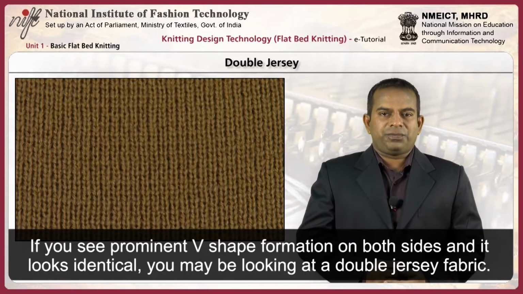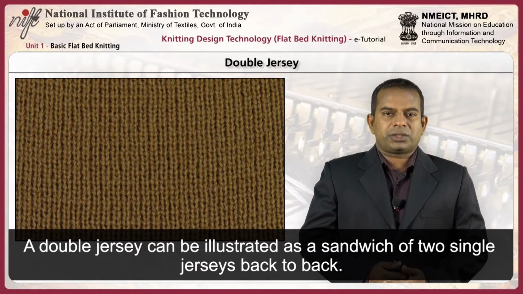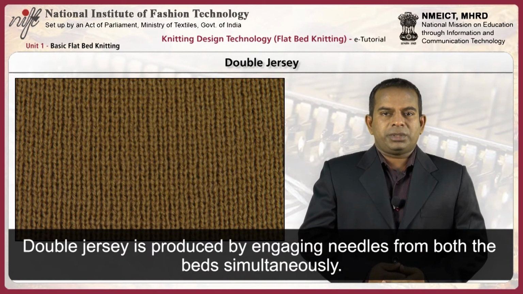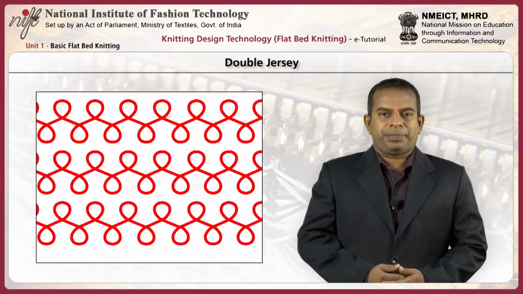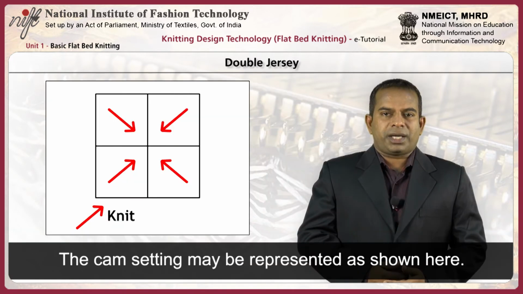If you see a prominent V-shape formation on both sides and it looks identical, you may be looking at a double jersey fabric. A double jersey can be illustrated as a sandwich of two single jerseys back to back. Double jersey is produced by engaging needles from both the beds simultaneously. The loop diagram for a double jersey can be drawn as shown here. Since we are engaging both needle beds in knitting, there is no need to close any of the cams. The cam setting may be represented as shown here.